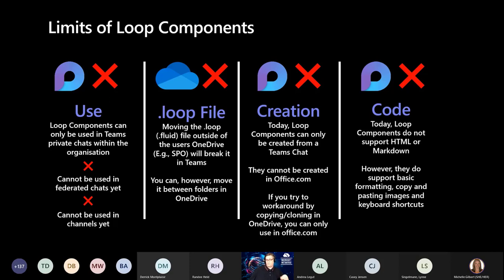And you cannot create Loop components inside office.com. You can create them inside Teams chat only. You can copy and paste them into OneDrive if you want, but again it will work only in office.com at this point. So we can see this is very new to this ecosystem. You can't use HTML or Markdown, but you have other shortcut keys you can use, so you have some formatting available.